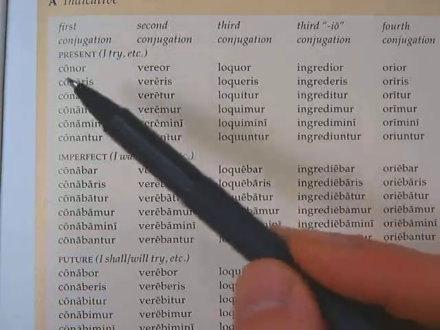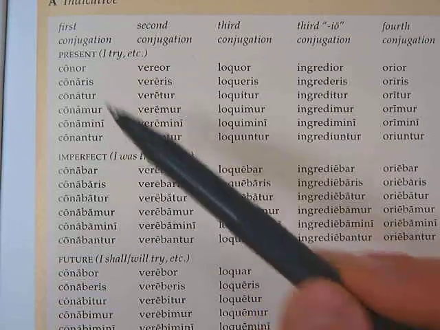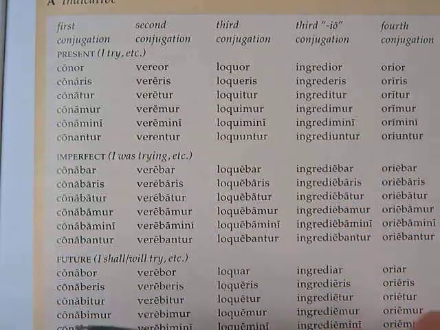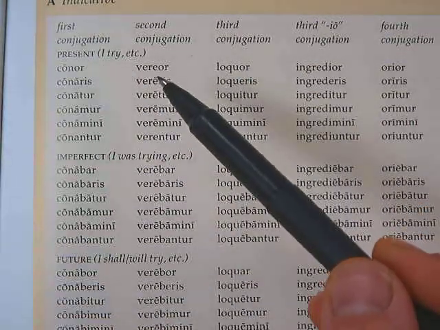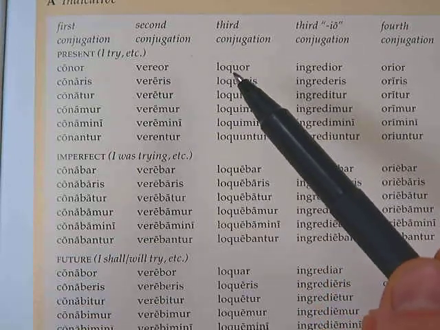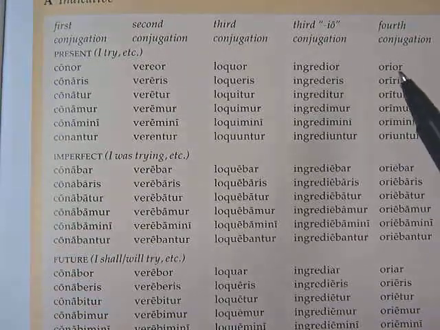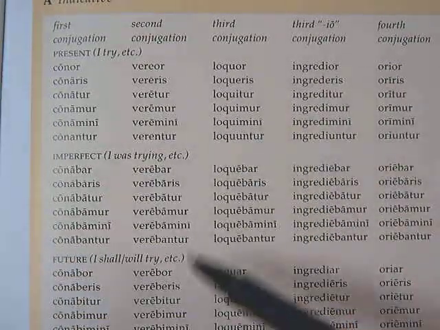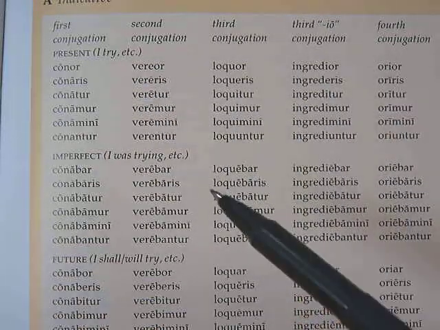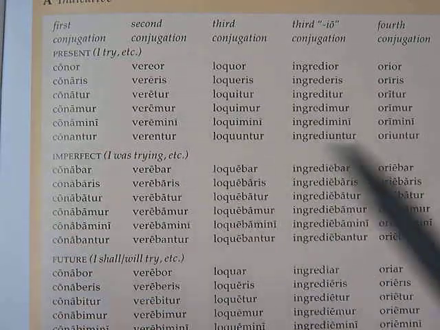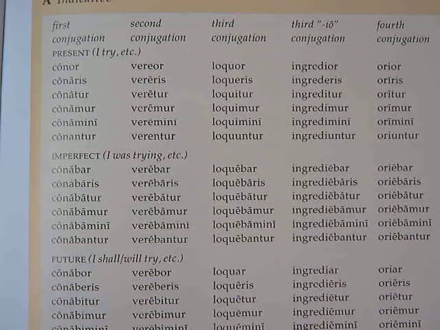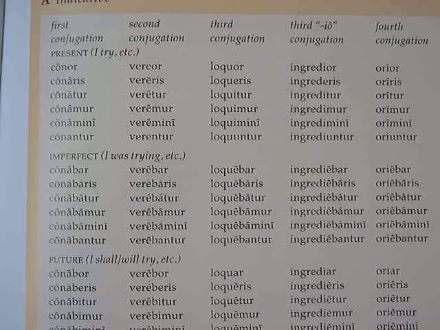Now when you're looking at a deponent, it's going to look just like a regular verb in the passive. It's not going to have any active forms, but all these forms are active in meaning, even though they're passive in form. So conor, I try, it's going to be conor, conaris, conatur, and then the imperfect. It's got all the passive forms, but these are all active in meaning. Vereor, I am afraid. Loquor, I speak. Ingredior, I enter. Orior, I rise. And so you can see here they always have passive endings, but all these verbs are active in meaning.